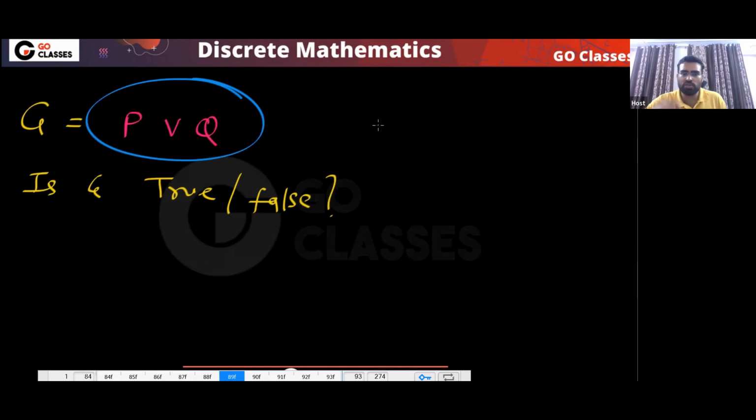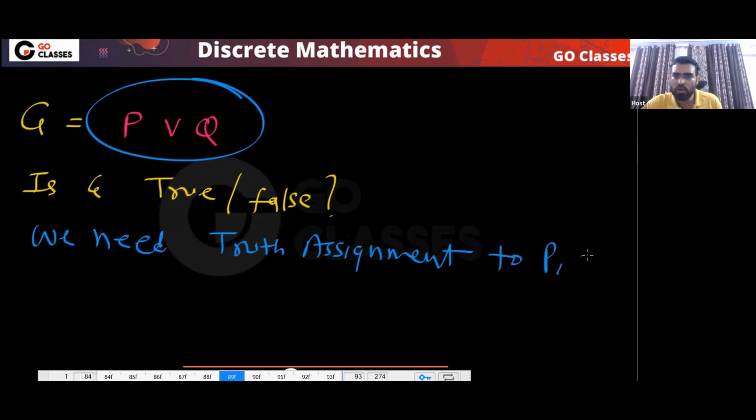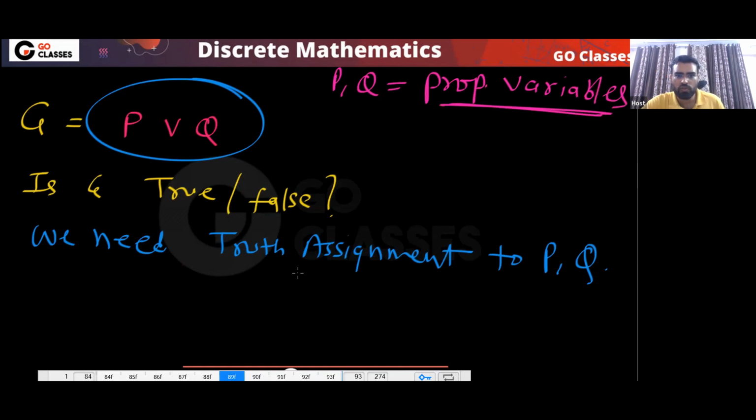If you have any propositional logic expression, then to find the truth value of that expression, you need the truth assignment to the variables. Correct? Yes or no? Any expression I give you. So basically, we need the truth assignment to P, Q. Here P, Q are propositional variables. So in this situation, we need the truth assignment to P, Q. This is the idea.